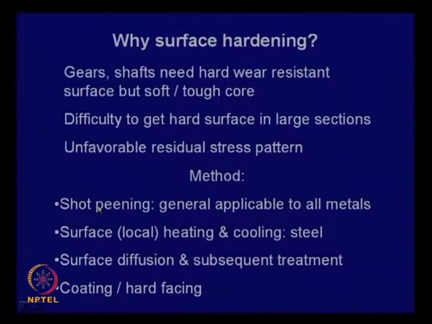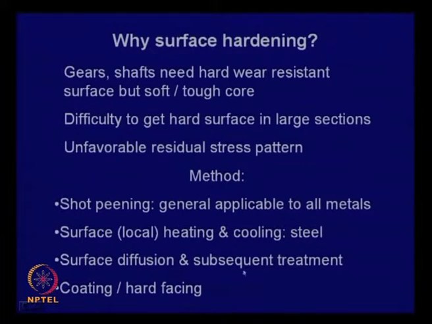But in shot peening, hard balls moving at very high speed are allowed to strike the surface, and the surface gets cold worked. There is a local hardening, which results in an increase in strength of the surface. There is another way of doing it: local heating, where you heat only the surface and then cool it fast. This is applicable to steel, and here you do get very high hardness. We will talk about it in a little more detail.